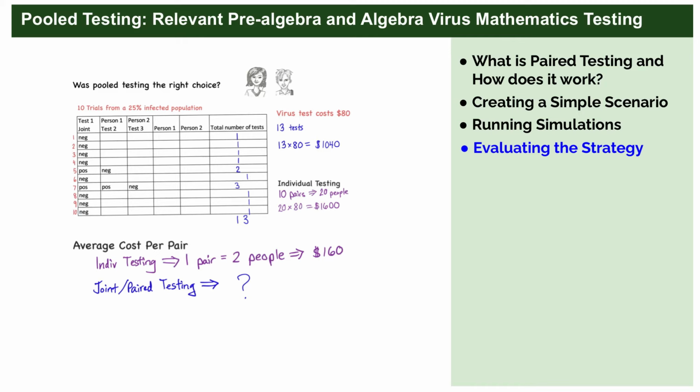We consider the issue of cost. Here we pose the question: what was the average number of tests per trial? Students explore a comparison between using paired testing versus just doing individual testing. In the case of 25%, and looking at both their own trials as well as those of their classmates, they will most likely find that in a 25% infected population, paired testing is a better choice.